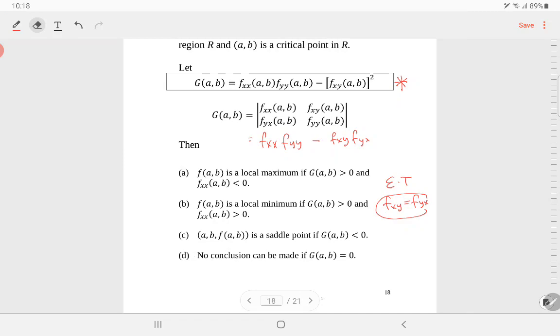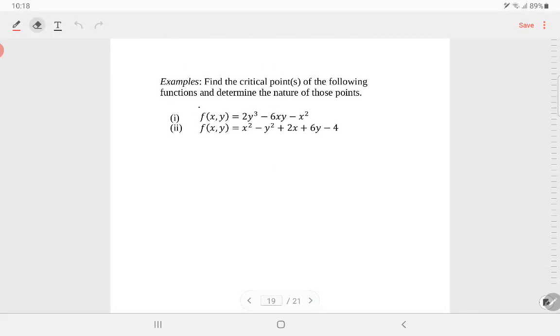Alright? Okay, now let's look at an example. The example says, find the critical points of the following functions and determine the nature of those points. I'm going to solve only one of them. Let's say that one.